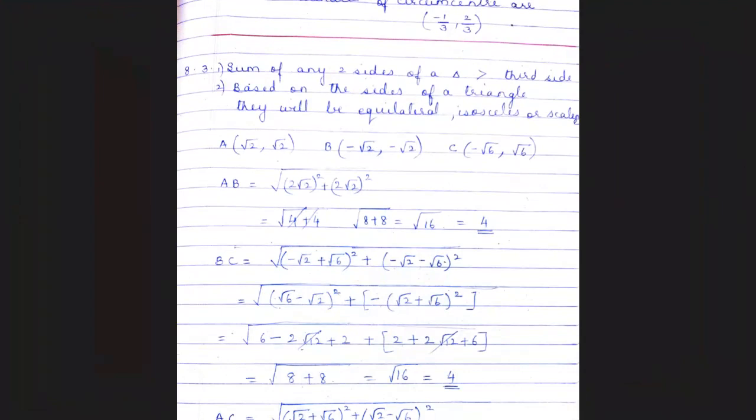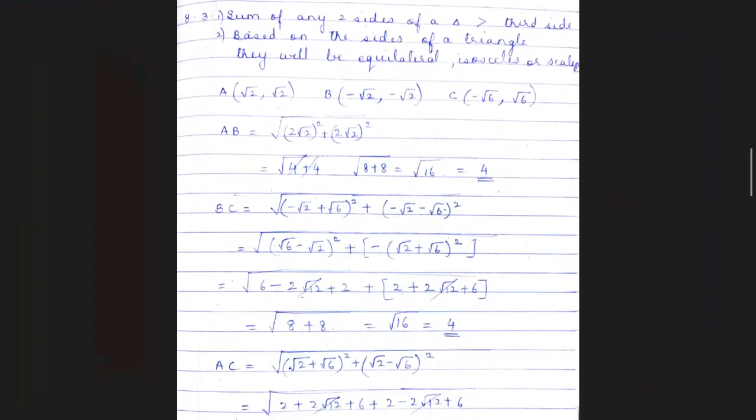Now, I've done the third one. A, B, and C are the values. Now, find out distance of AB using distance formula. I get 4. Same way for BC you get 4. AC also is 4. If you add any two sides, 8 is greater than 4. Therefore, it forms a triangle for sure. And since all three sides are equal, it forms an equilateral triangle.